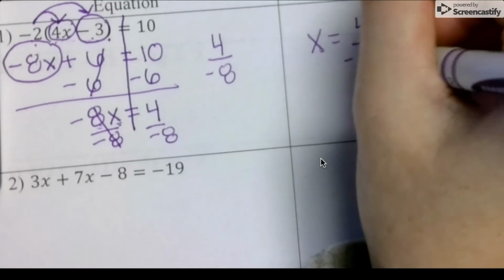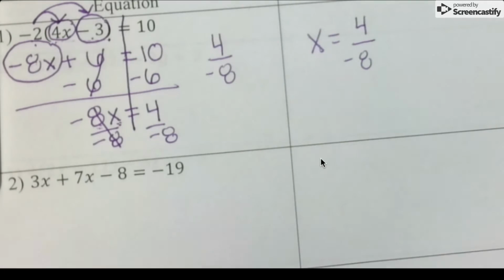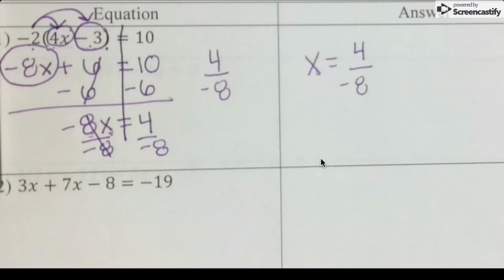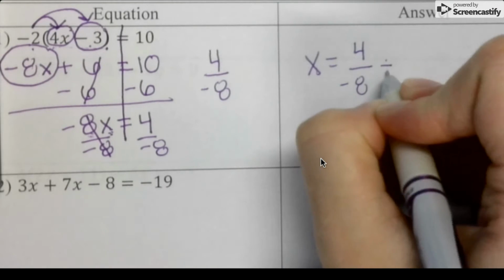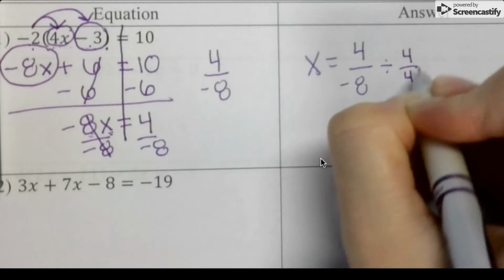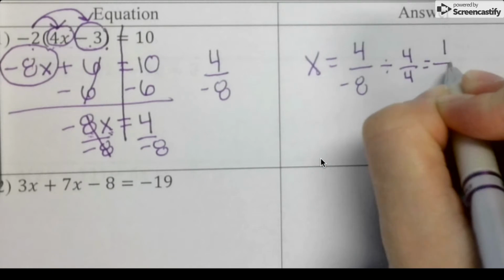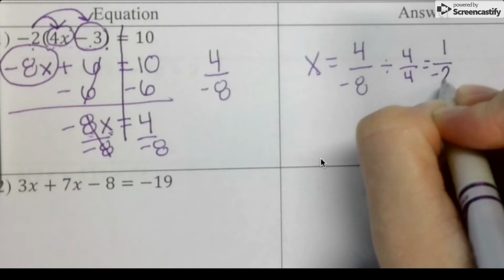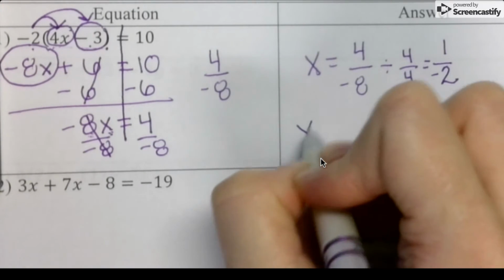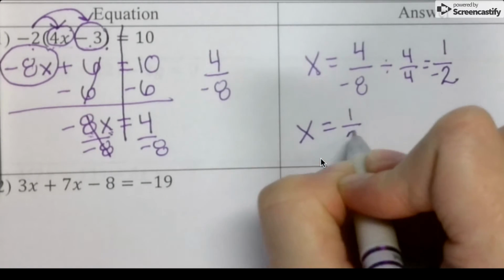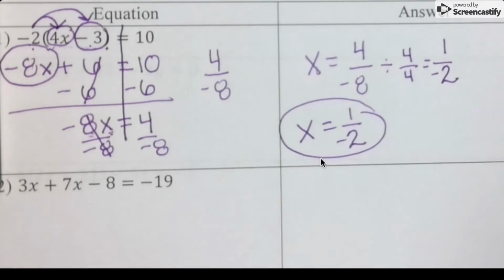4 over -8. Now my question to you is this. What can I divide both 4 and 8 by? 2 or 4? I'm going to go with 4. So if I divide both of these by 4, that leaves me with 1 over -2. So my final answer is that.